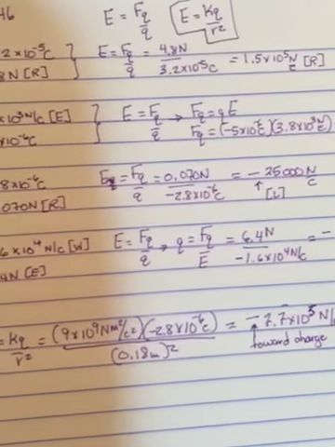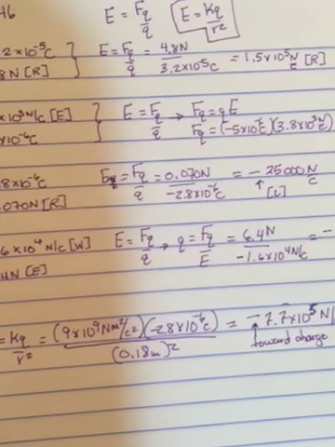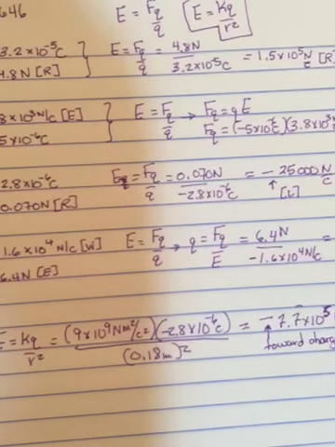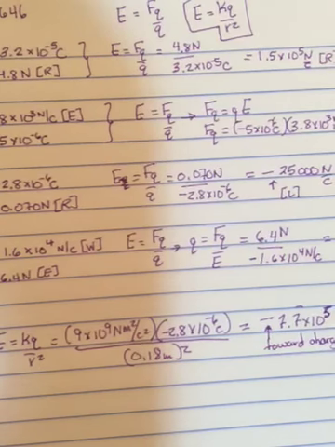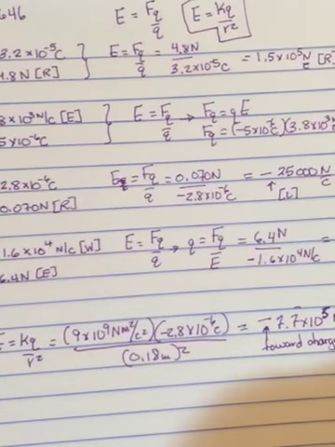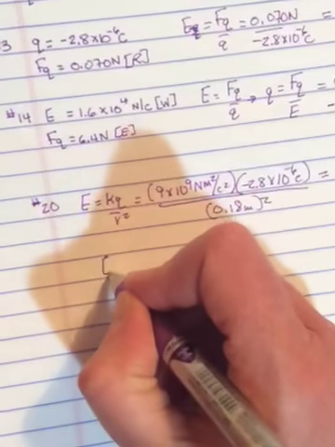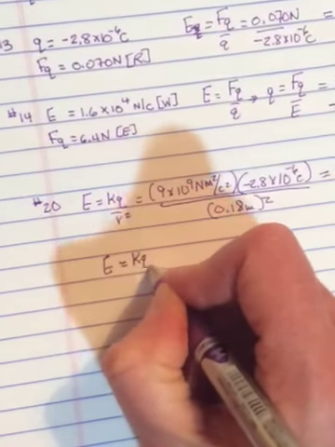Alright, we might have time to start the next one before my video runs out. Electric field intensity at a point 0.2 meters away from a point charge is 2.8 times 10 to the 6 newtons per coulomb. What is the magnitude and sign of the charge? So this time, still E equals KQ over R squared.